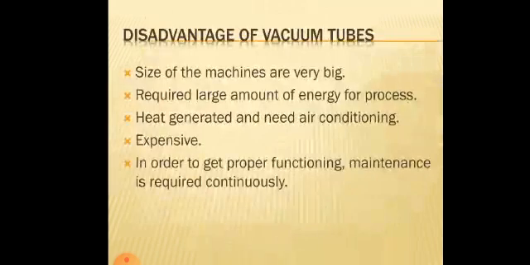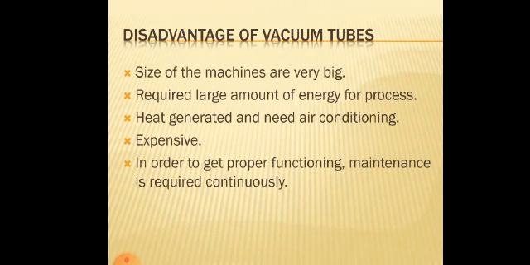What are the problems of vacuum tubes? Because of the vacuum tubes, the size of the machine is very big. We have to use many vacuum tubes, so it required a large amount of energy to process. It means it consumes much current. As it is made of glass, it produces heat, so we have to use an air conditioner to cool it.